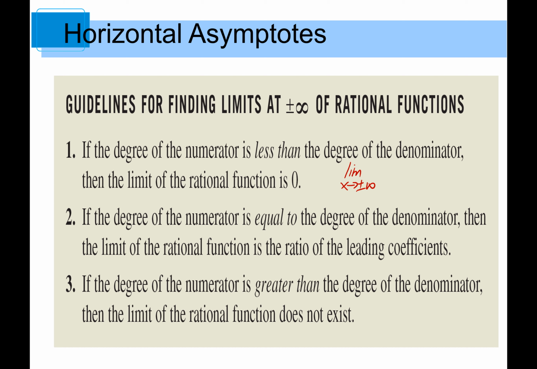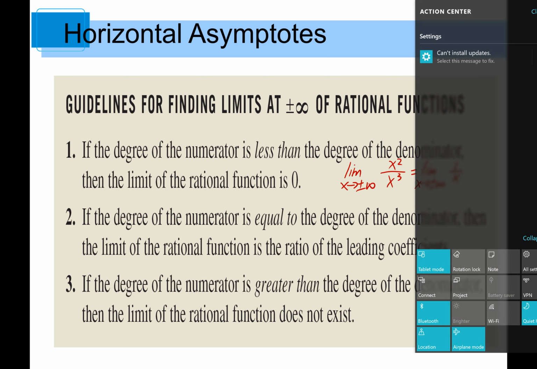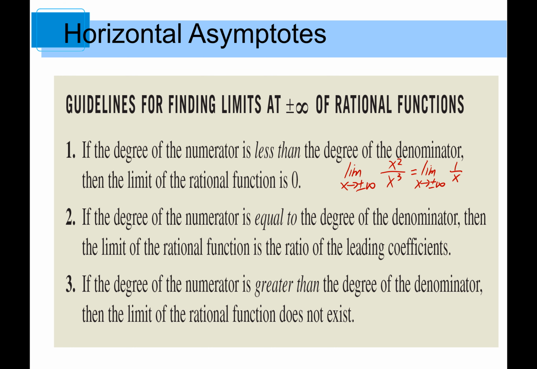Alright. So if you look at it, let's say the numerator is x squared and the denominator is x cubed. If you simplify that, then we get 1 over x. No matter whether you plug in positive infinity or negative infinity into the function 1 over x, it will become 0. Okay, it's like a quick demo of this particular guideline.